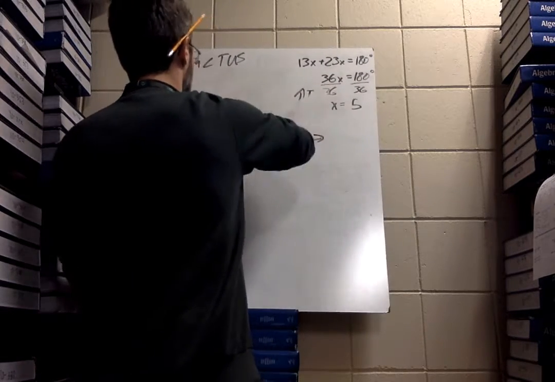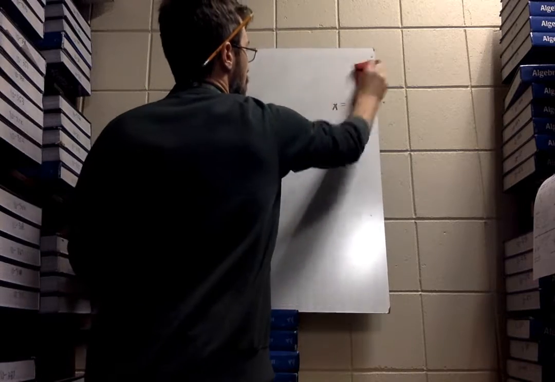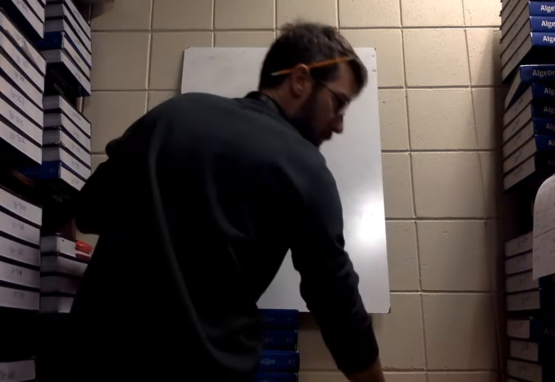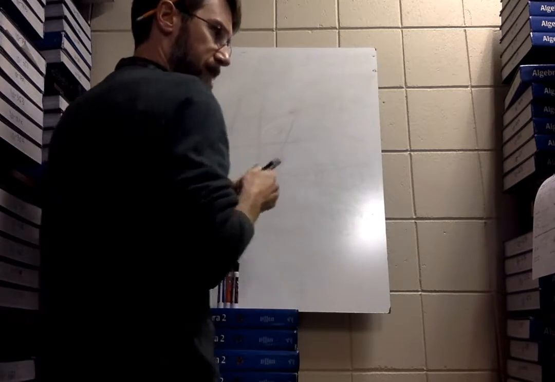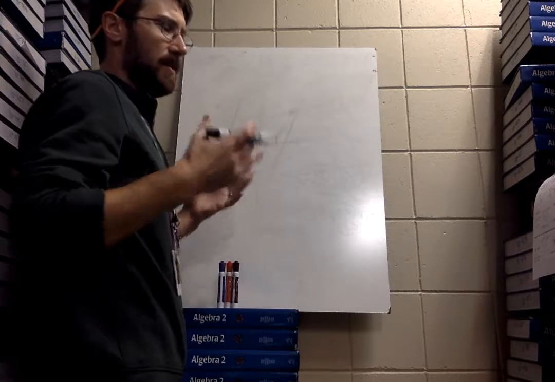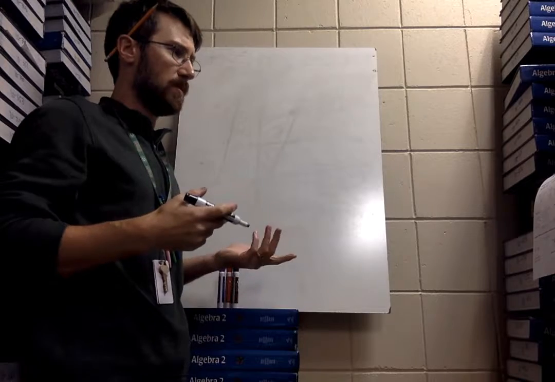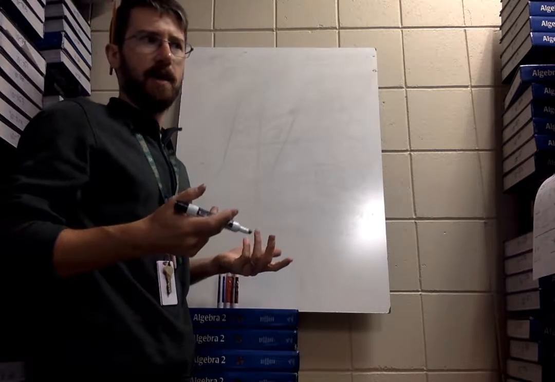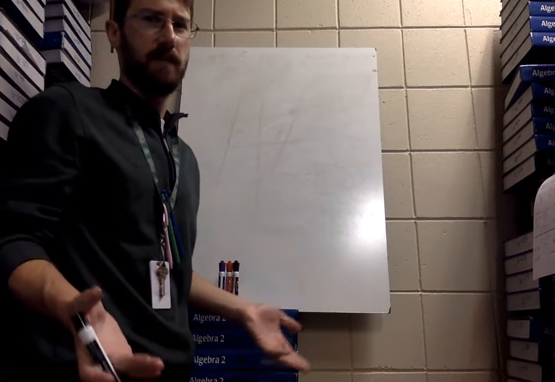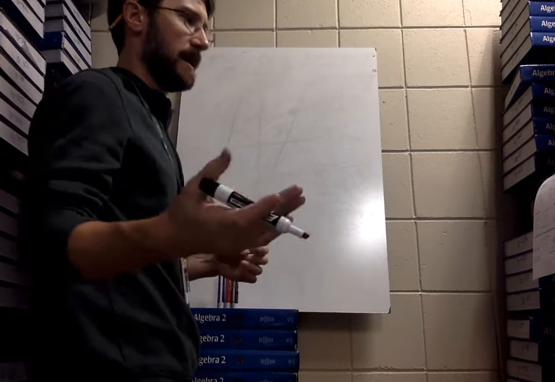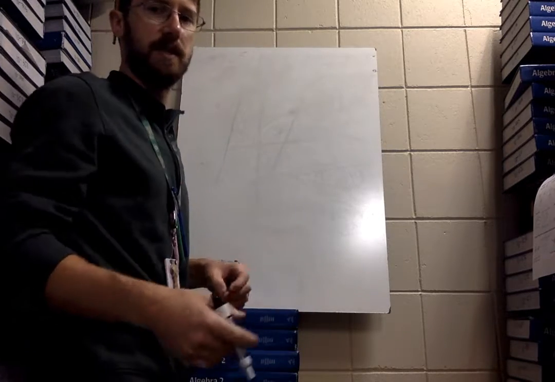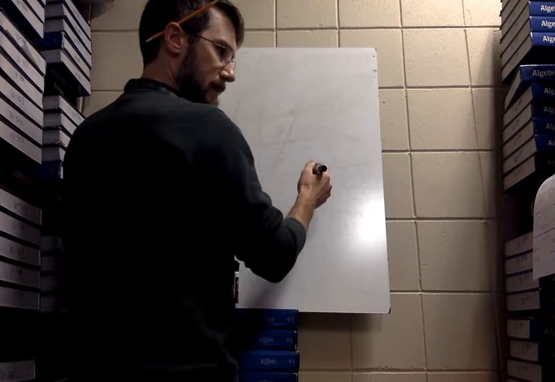Last two. Now, the question here asks, what value of x would prove that the lines are parallel? Really, it's saying solve for x. That's all it is. It's saying find x such that this thing is going to work out.